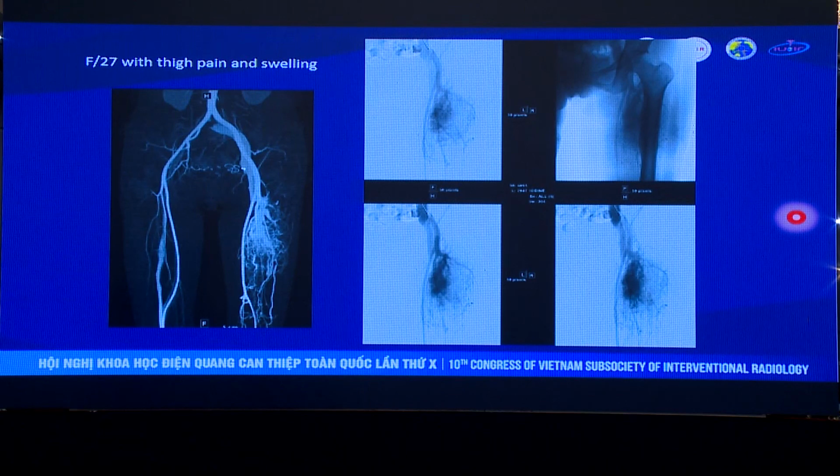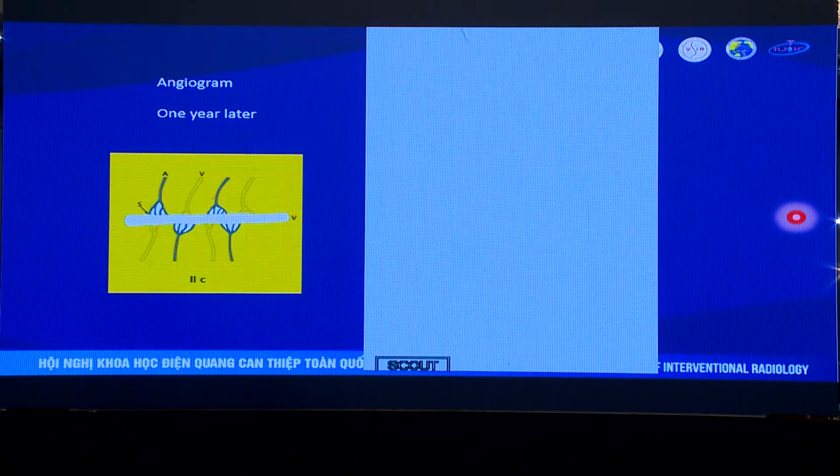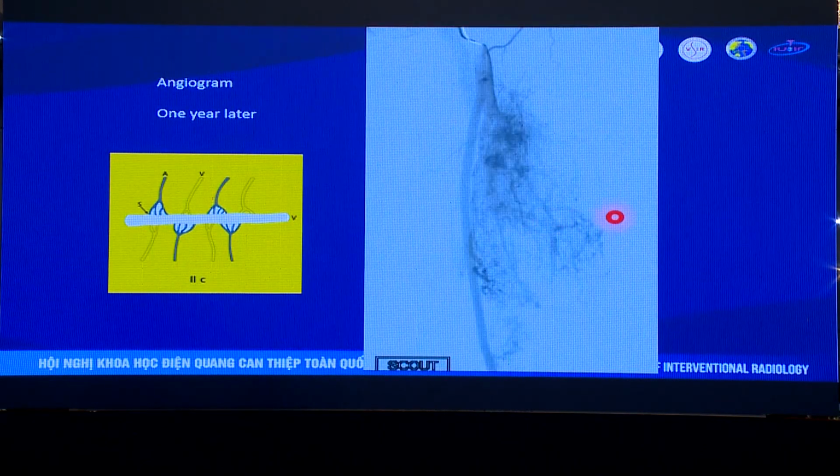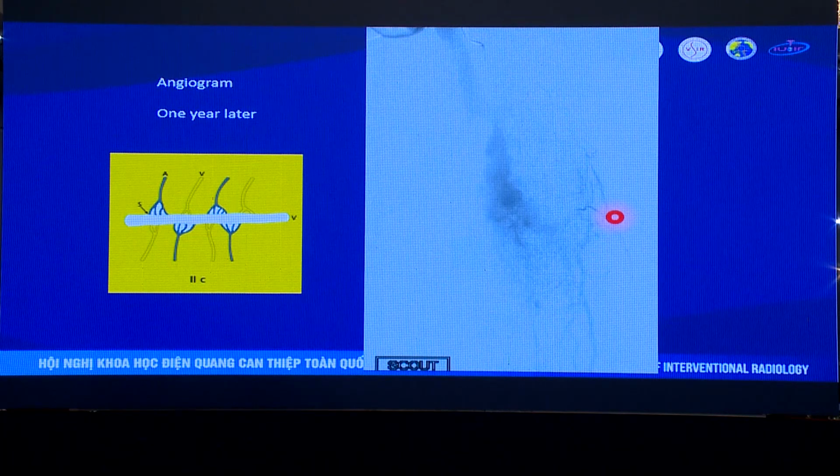This patient visited our clinic, and she has a huge thigh AVM. In another hospital, they performed intra-arterial particle embolization for the AVM. However, 1 year later, the AVM still remained. You can see the elongated draining vein here and numerous feeding arteries.